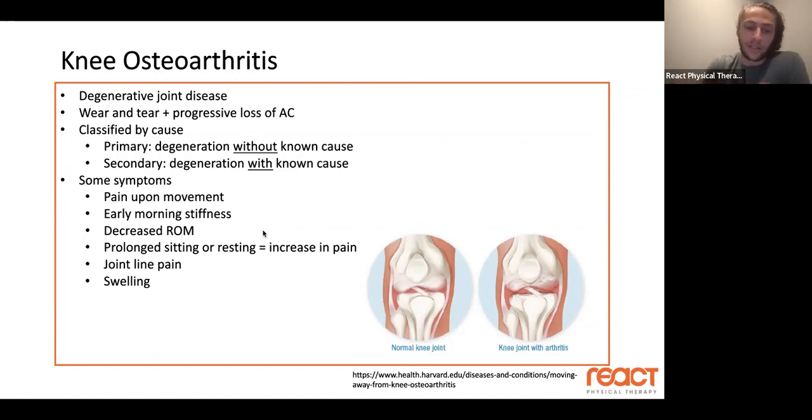Again, we've got prolonged sitting or resting. Sitting around never really helps conditions. It's great for very acute injuries, rest a little bit, but more chronic conditions like this tend to do better with motion.